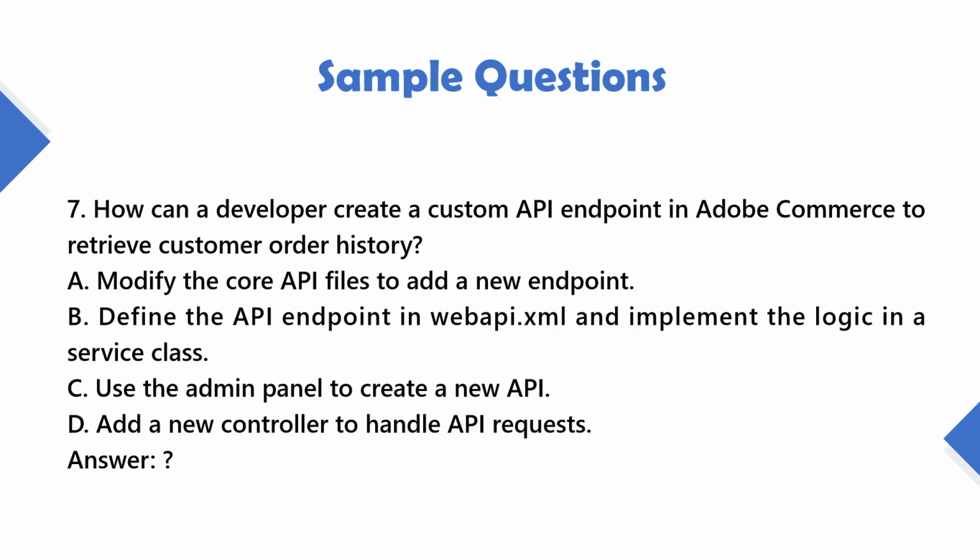7. How can a developer create a custom API endpoint in Adobe Commerce to retrieve customer order history? A. Modify the core API files to add a new endpoint. B. Define the API endpoint in webapi.xml and implement the logic in a service class. C. Use the admin panel to create a new API. D. Add a new controller to handle API requests.